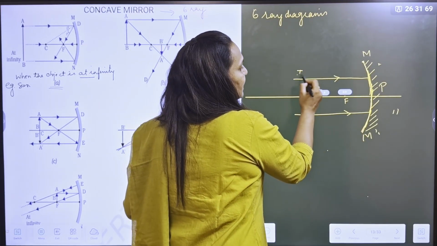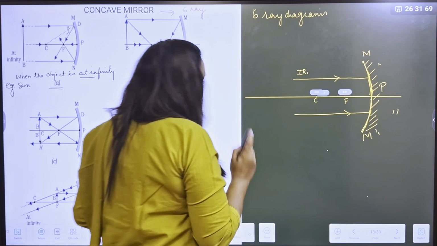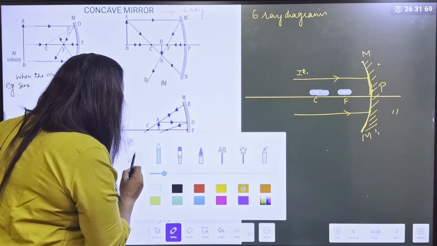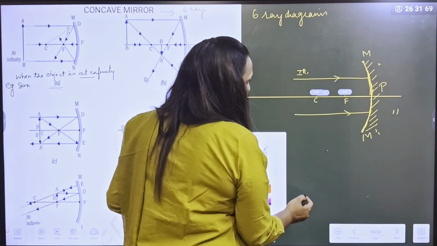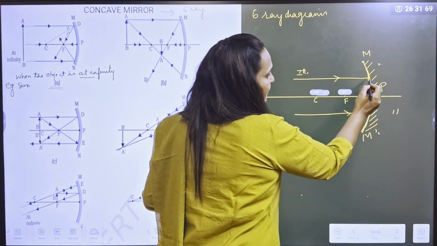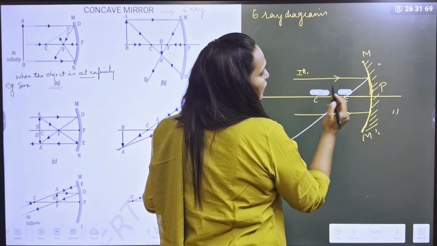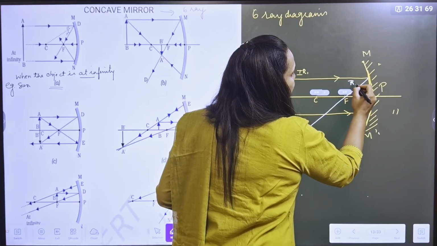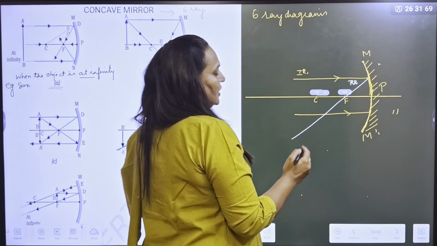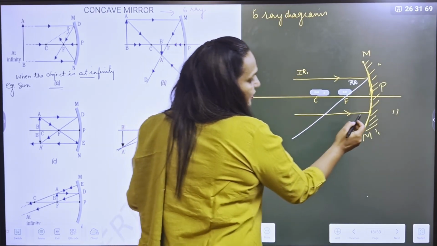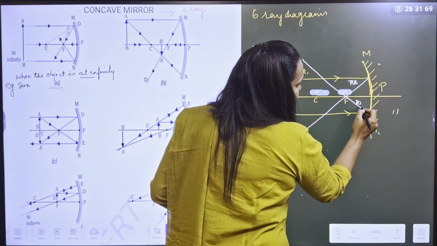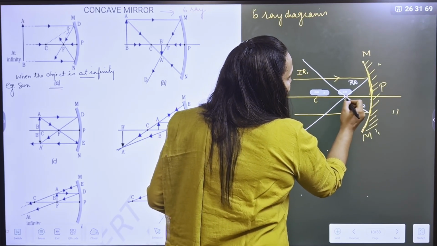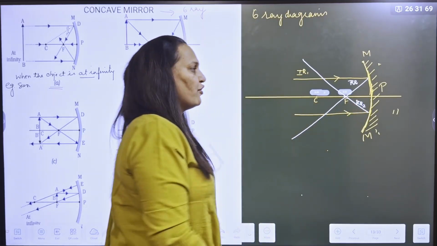This is the first incident ray. Every incident ray has a reflected ray. I will draw the reflected ray with another color so that you can clearly see. First incident ray, how will it reflect? It will pass through the focus. This is the first reflected ray. This is the second incident ray. From here, the second reflected ray will pass. This is reflected ray 2, where both rays are meeting at focus.